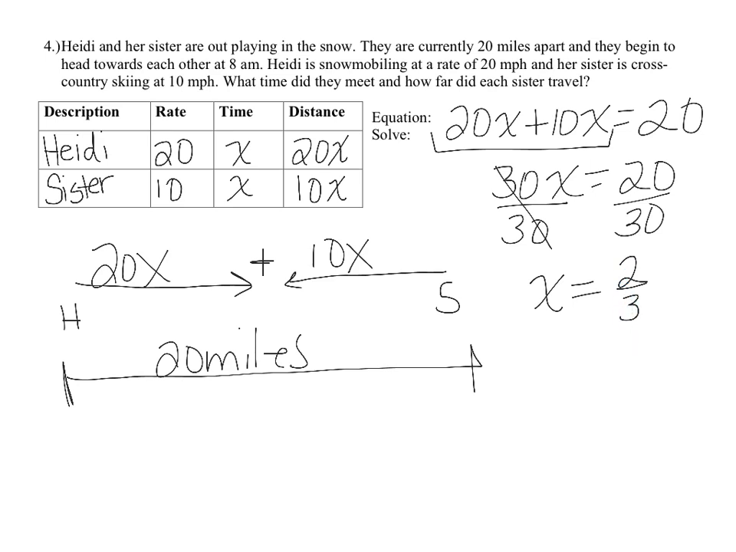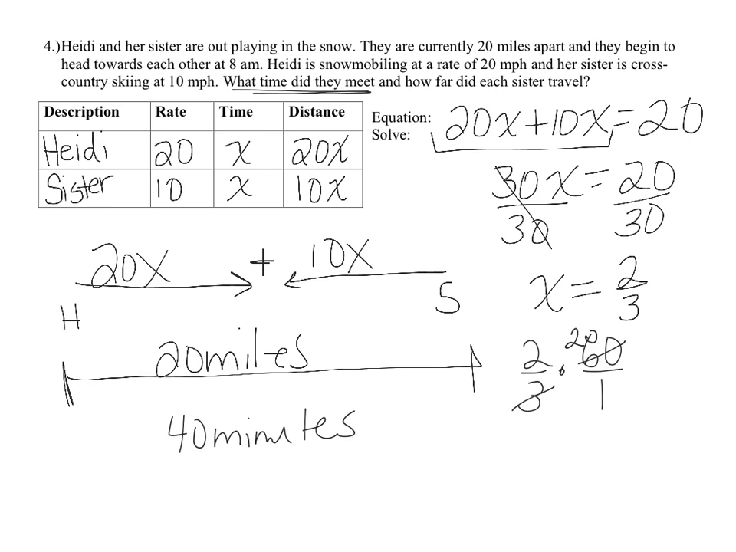Well, you got to think. 2/3 of an hour is 2/3 of 60. So 2/3 of 60 is just doing 2/3 times 60 over 1, right? 3 goes into 60 20 times, and 2 times 20 is 40. So these girls are traveling for 40 minutes. And the question up here, what time did they meet? Well, if they left at 8 a.m., right here it says they left at 8 a.m., they traveled for 40 minutes, they met at 8:40 a.m., and then the next question is how far did each sister travel?